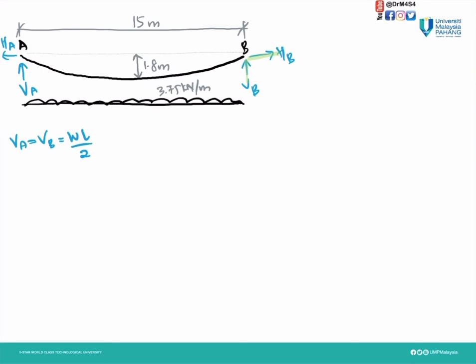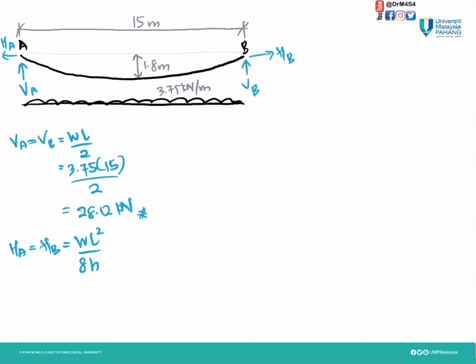So for vertical it is WL divided by 2. We know our W and we know our L, so we can get our VA and VB equal to 28.12 kilonewton. Then for our horizontal forces, we're going to use this formula, WL square divided by 8H. We know our H is 1.8 meter to the lowest point. So we get our HA and HB as 58.59 kilonewton.